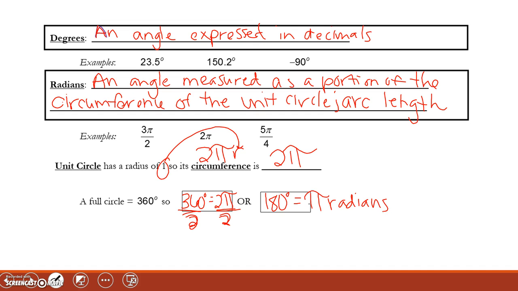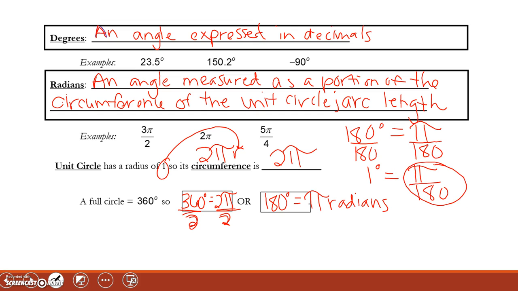So whenever you're finding conversions, you need to figure out what just 1 degree equals, or what just 1 radian equals. So if I want to figure out what 1 degree equals, I just take 180 degrees and divide by 180, because 180 divided by 180 is 1 degree left over. And I have to divide the other side too. So 1 degree equals pi over 180 radians. So that's a conversion for the first. Now if I want to go the other way, if I want to figure out what 1 radian equals, I would divide both sides by pi, because now I have 1 radian left over, and 1 radian equals 180 over pi. So that is the other conversion.